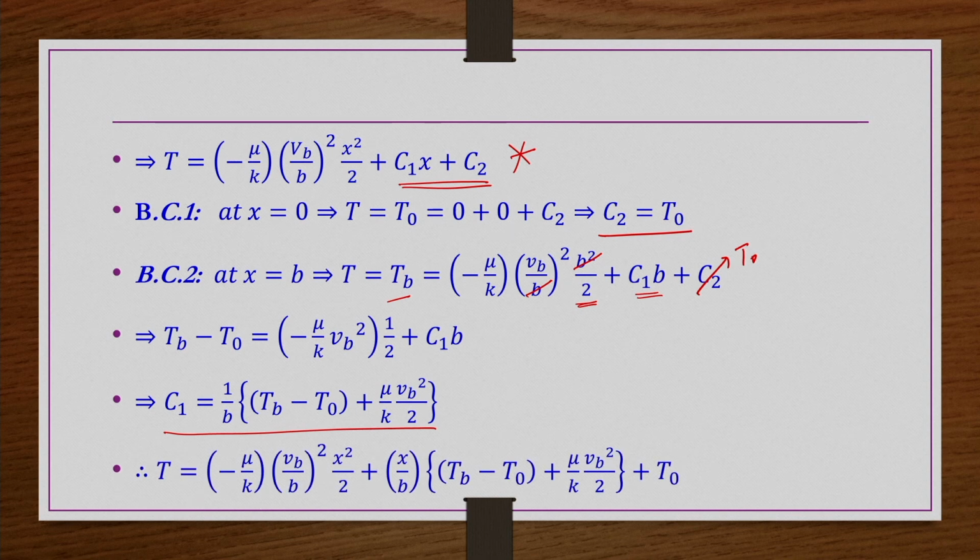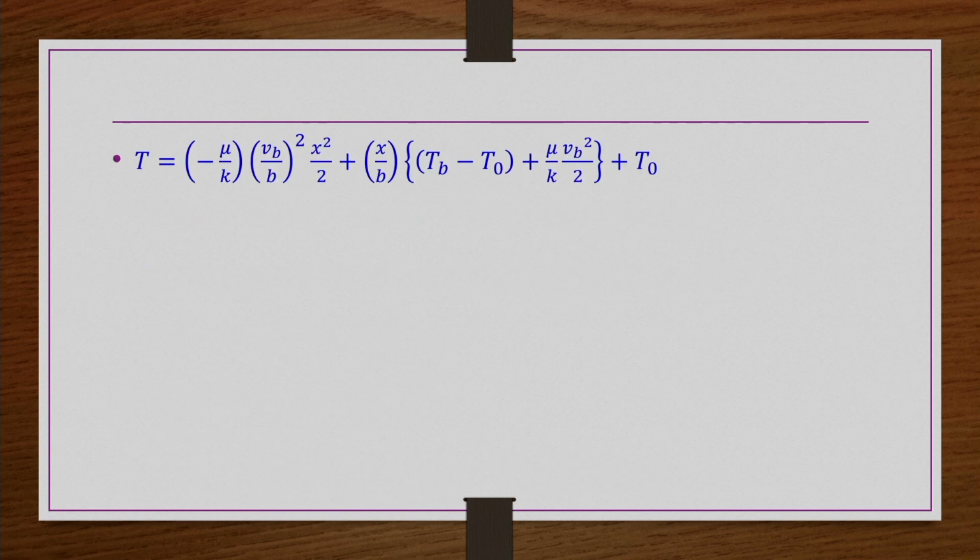So, this is what we have substituted. The first term is irrespective of the constants, so that is as it is. C1x is nothing but 1 by b times (Tb minus T naught plus mu by k Vb square by 2) multiplied by x, so x by b we have written, plus C2 is nothing but T naught. So now this is the final temperature profile, but we do some more simplification so that we can have this equation in a simpler form. So now this T naught we will take to the left hand side.